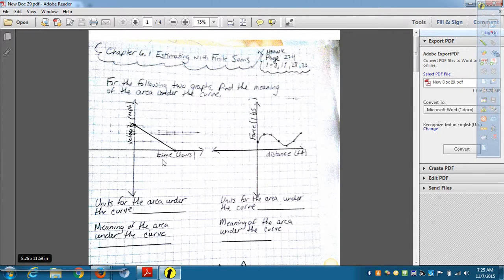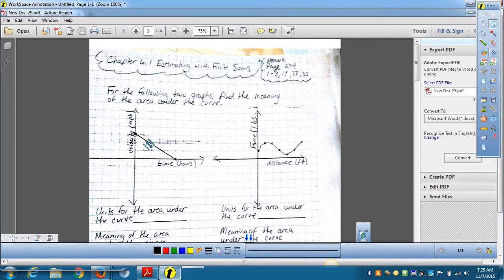And to figure that out, the best thing you can do is to think about putting one rectangle under the curve, and how would we find the area of that rectangle? What would the units be?